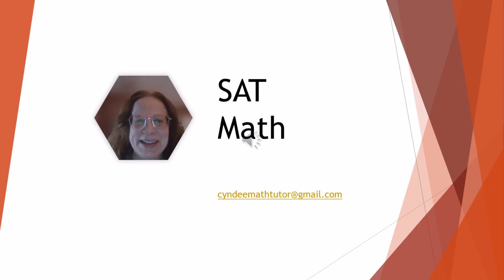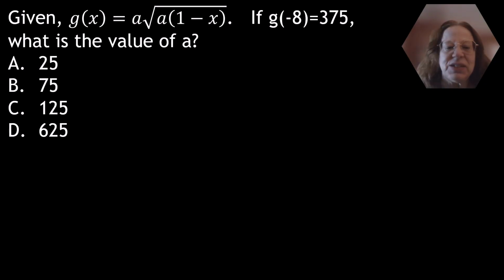Okay, let's do some math. Given g of x equals a times the square root of a times the quantity 1 minus x, if g of negative 8 equals 375, what is the value of a?